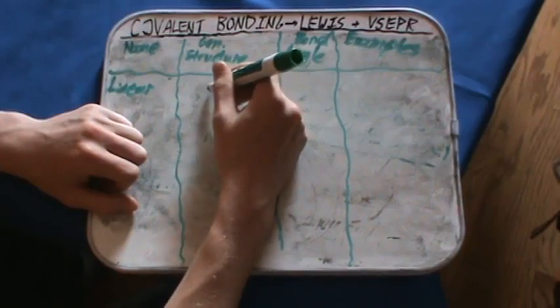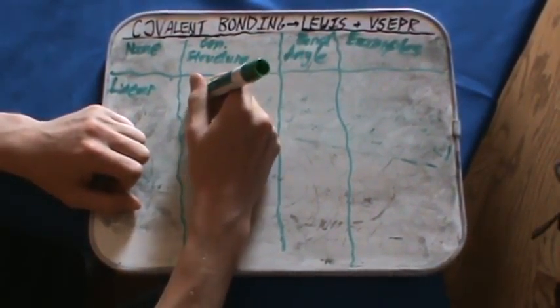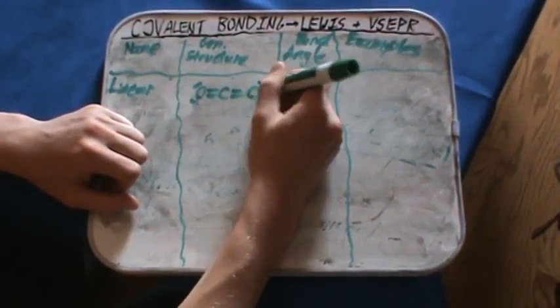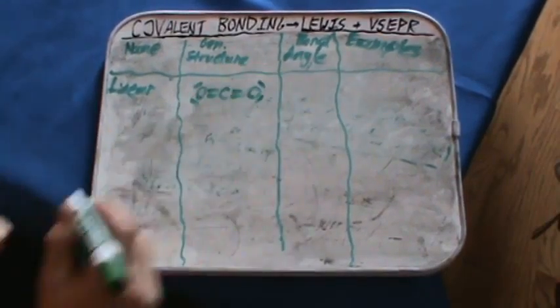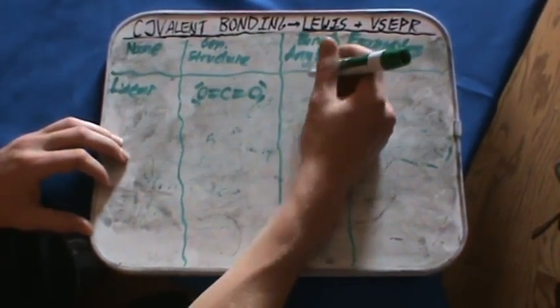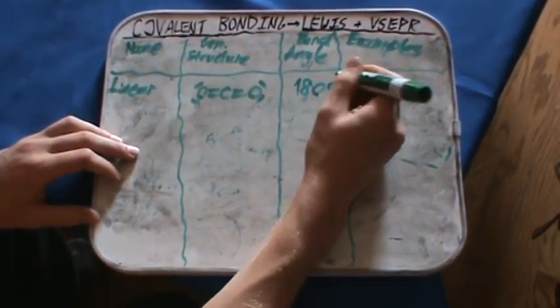So CO2. So O, C, O, with 2 lone pairs on each O. And now the carbon also has 8 electrons surrounding it. Oh no, I will have to change that, but this bond angle is 180 degrees.